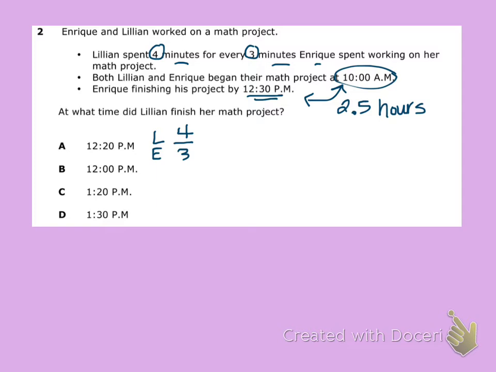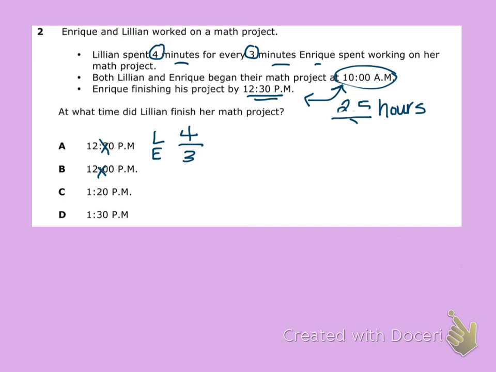Okay. So if they have a 4-to-3 ratio, if we look at our answer choices, we see that Lillian takes longer, right? So if Enrique finished by 12:30, then what 2 answer choices can it not be? It can't be 12:20 and it can't be 12 o'clock because those are both faster than Enrique and she took longer than Enrique.